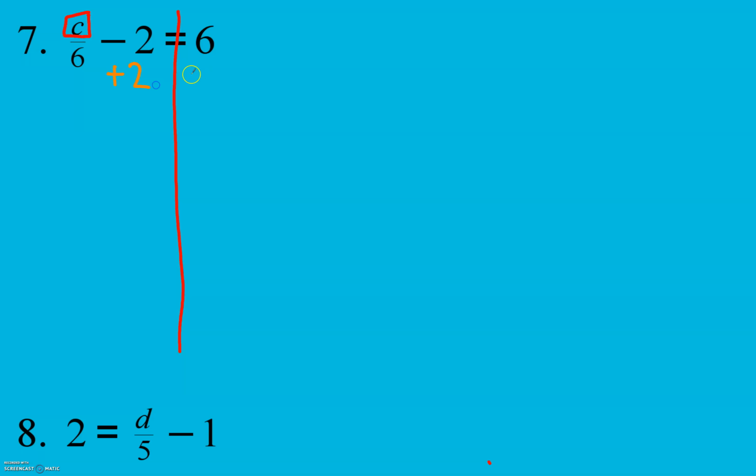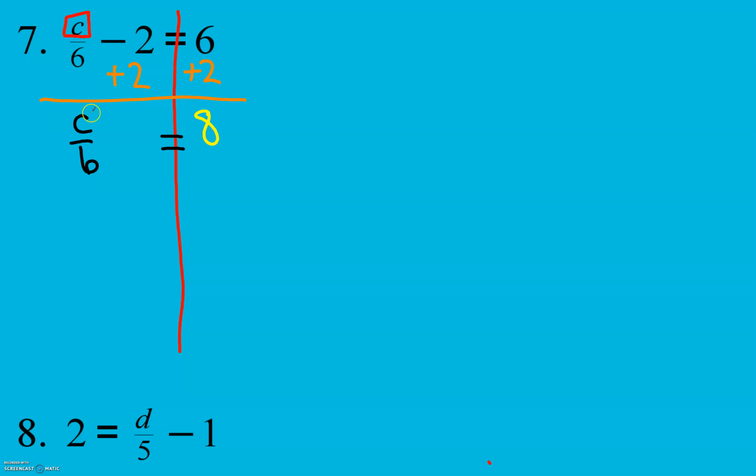And if I change one side of my equation, remember we have to change both. So if I add 2 on the left, I have to also add 2 on the right. On the right side here, 6 plus 2 gives me 8. I haven't changed my c divided by 6. Negative 2 plus 2 gives me 0, and anything plus 0 is itself. And these are still equivalent because I did the same thing on both sides.